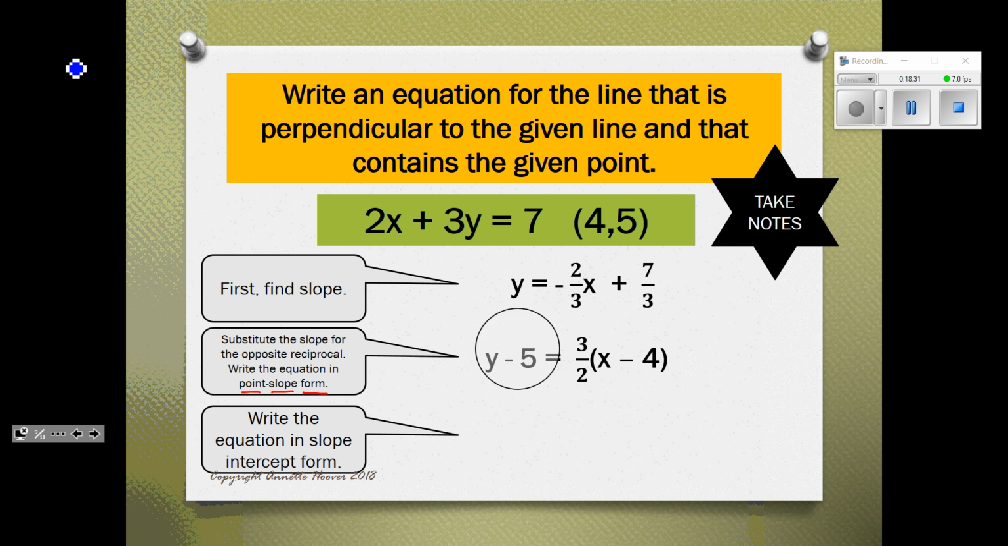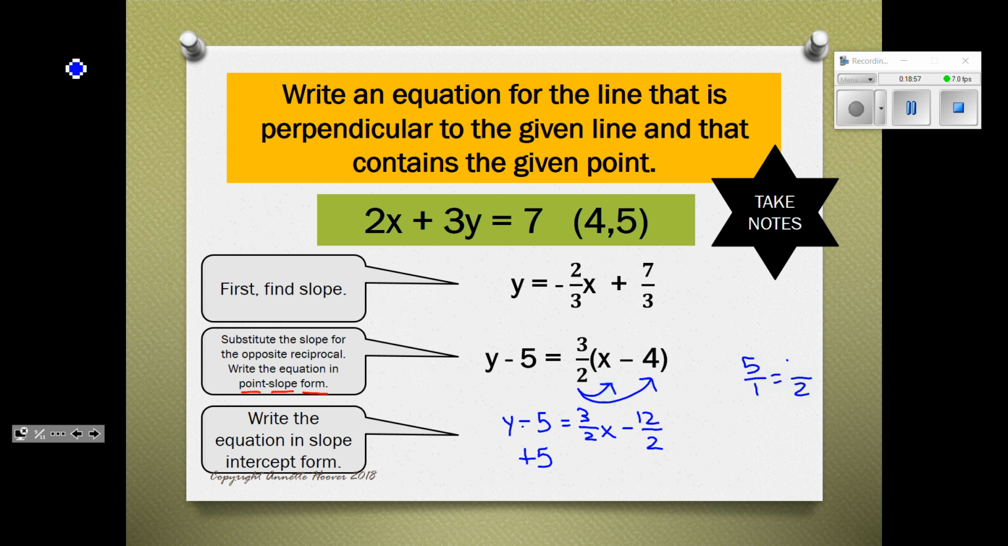Now we need to convert it back into slope-intercept form. So our first step, as we have learned, is to do the distributive property. So y minus 5 equals 3/2 x minus 12/2. Okay, one step left to do. We need to add 5 to both sides. Again, 5 over 1, if we want to make that into a fraction with the same denominator, it would be 10/2. So we're going to add 10/2 to both sides.